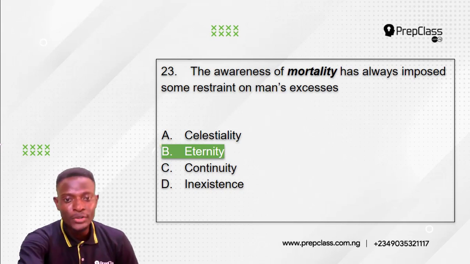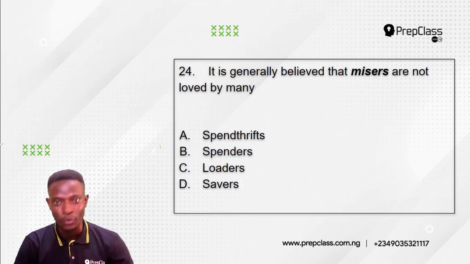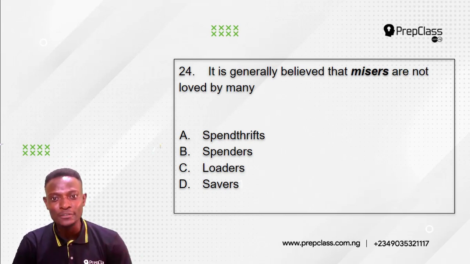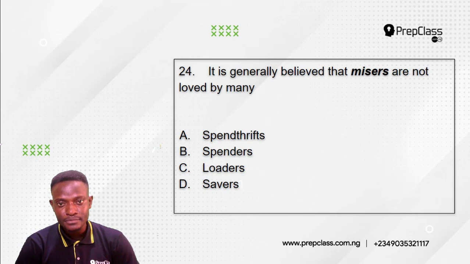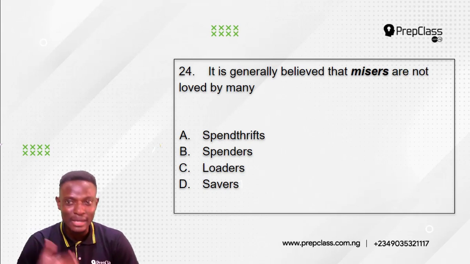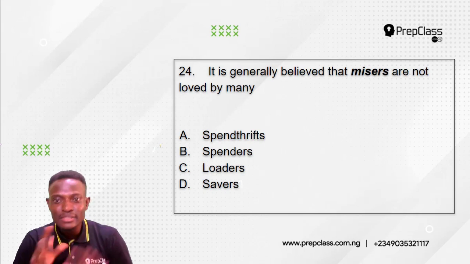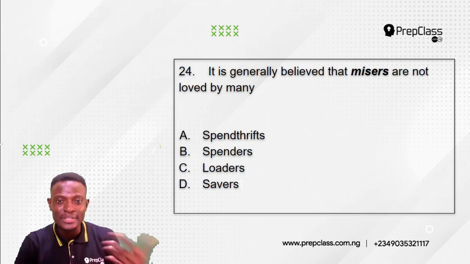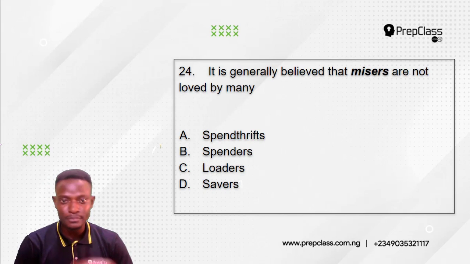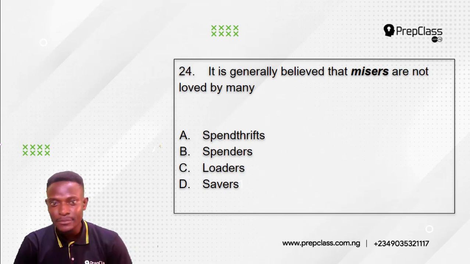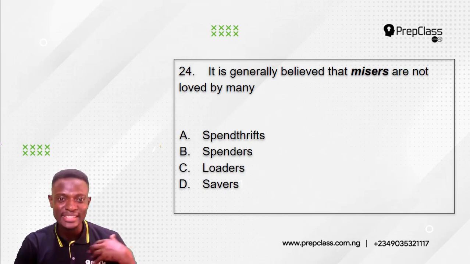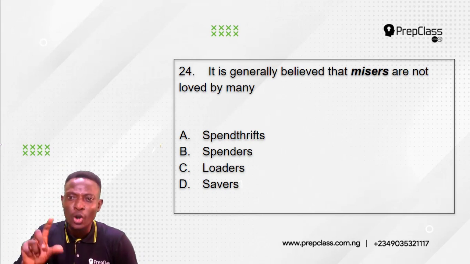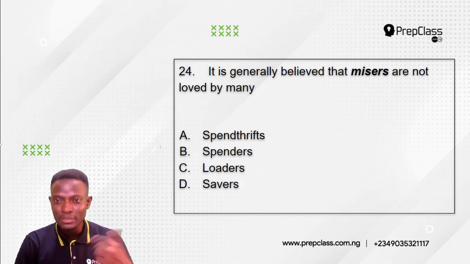Alright, moving on to the next question, question 24. It is generally believed that misers are not loved by many. So which of these options is the opposite in meaning to misers? Option A, spendthrifts. Option B, spenders. Option C, loaders. Option D, savers. So which of these options is the opposite in meaning to misers?